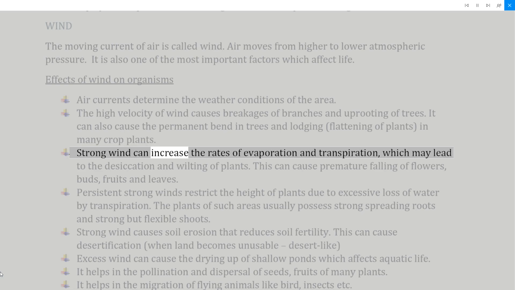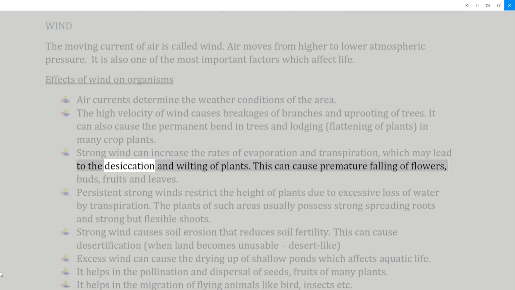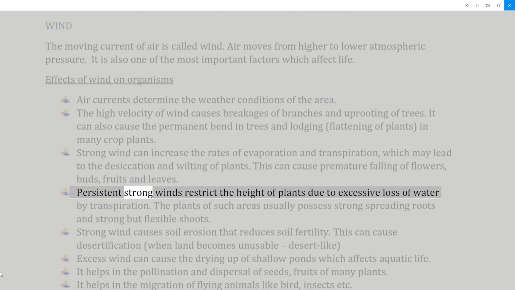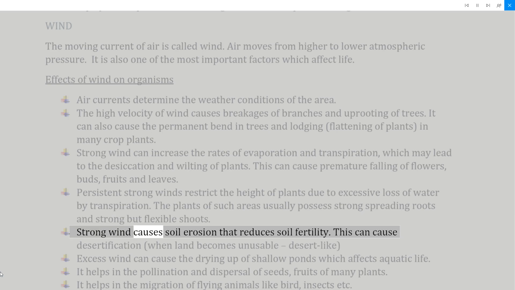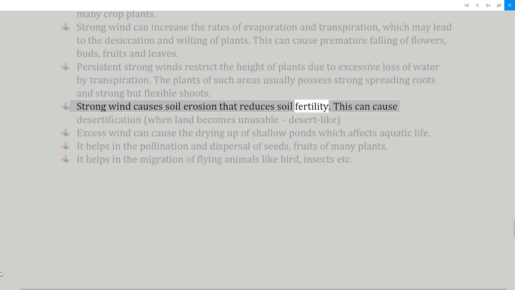Strong wind can increase the rates of evaporation and transpiration, which may lead to the desiccation and wilting of plants. This can cause premature falling of flowers, buds, fruits and leaves. Persistent strong winds restrict the height of plants due to excessive loss of water by transpiration. The plants of such areas usually possess strong spreading roots and strong but flexible shoots. Strong wind causes soil erosion that reduces soil fertility.